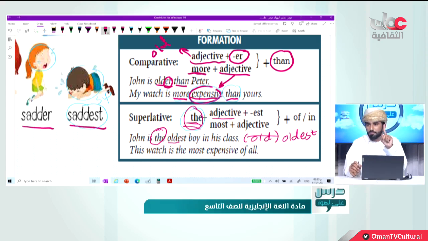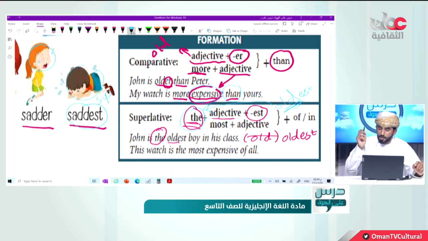If it is only one syllable, then you have to add est, like the word, again, for the same one, old. Old, it is only one syllable. In order to make it superlative, you have to add the first, and then you have to add est at the end of it, right? The oldest, the youngest, the coolest, the nicest, okay? The hottest, the biggest, sorry. So all of those adjectives have only one syllable. Right, what about if there is more than one syllable?